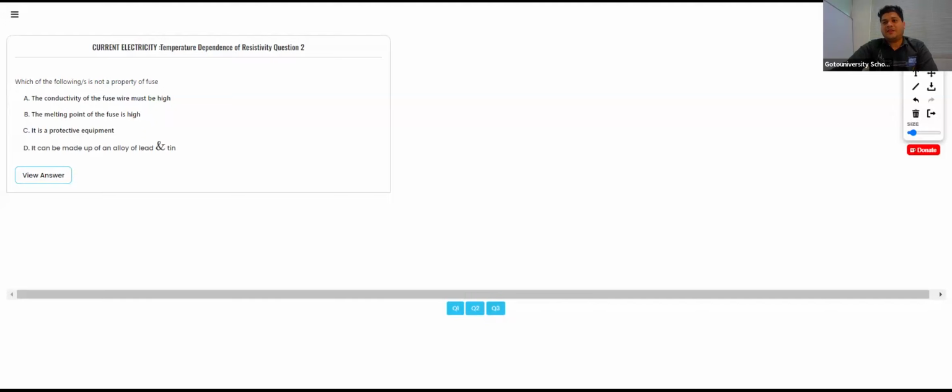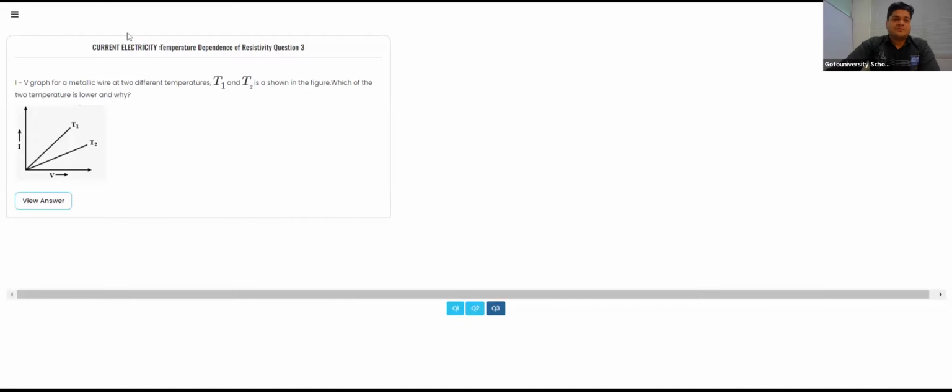Third one. VI characteristic of a metallic wire at two different temperatures T1 and T2 are shown in the figure. Which of the two temperatures is lower and why? It is for a metallic wire. T1 and T2 are given. Anyone? Which temperature is lower, T1 or T2?